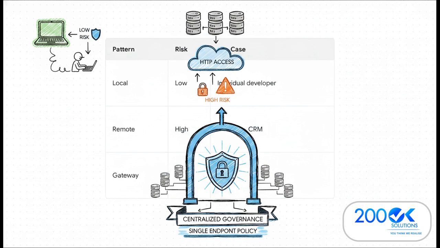Then you have remote or hosted servers. These carry a medium to high risk. They're accessed over HTTP, and they are perfect for things like your enterprise CRM. But look down at the bottom row, the gateway or aggregator pattern. This one is rapidly becoming the absolute default for large platform teams. Instead of duplicating your security logic across a dozen individual servers, a gateway gives you a single, unified endpoint to enforce policy and completely centralize your governance.